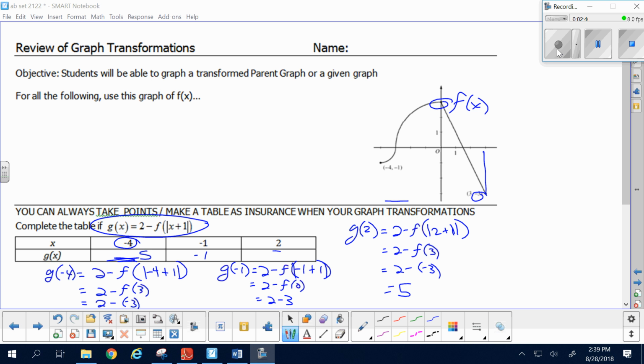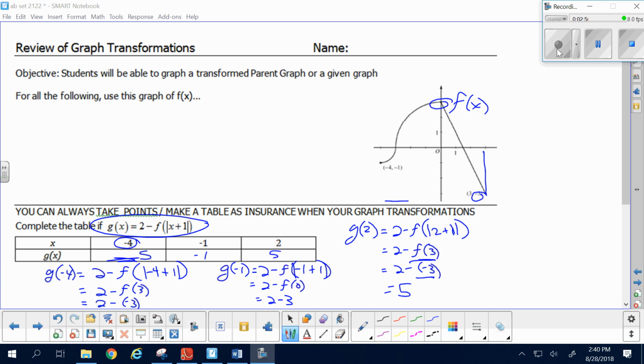All right, now it's important that you can do that kind of reading a graph and pulling numbers from a graph like we did here. f at 3, what is it? That's a big AP skill. They often ask you to pull points from a graph or interpret a graph. So make sure you can do that.